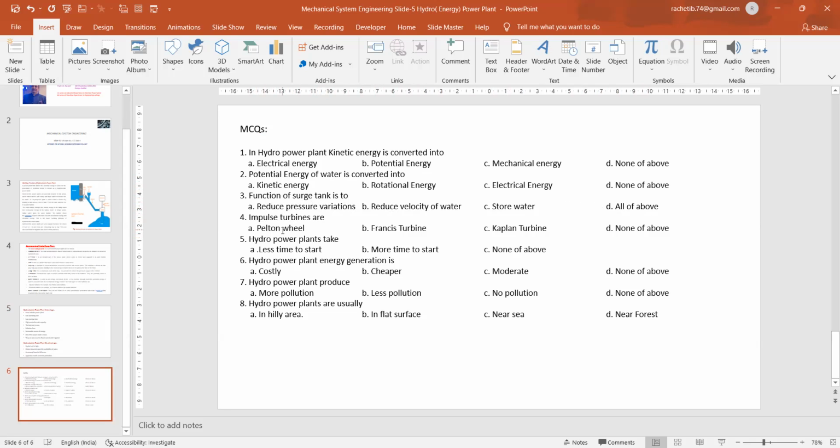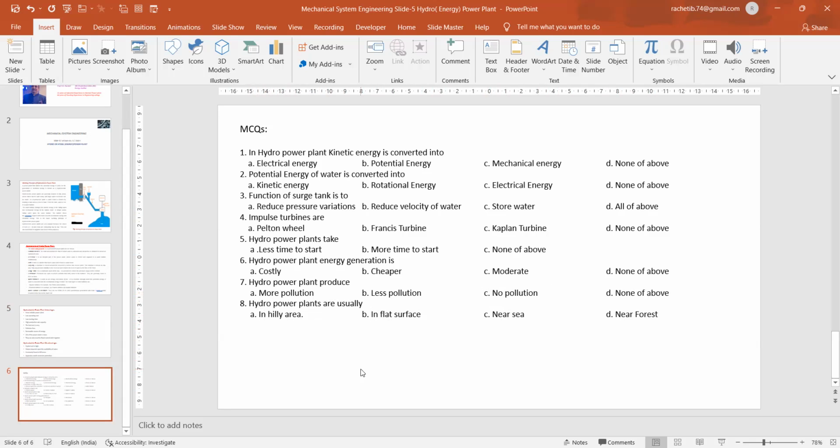Impulse turbines are Pelton wheel. Okay, only Pelton wheel. Hydropower plants take less time to start. Hydropower plant energy generation is much cheaper compared to other power plants. Does a hydropower plant produce more pollution, less pollution, no pollution, or none of the above? It's no pollution. Hydropower plants are usually in a flat surface, near sea, near forest, or in hilly area? So the answer is hilly area.